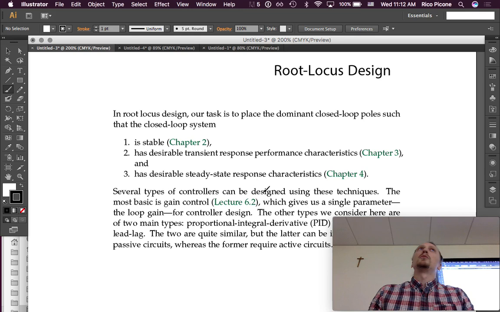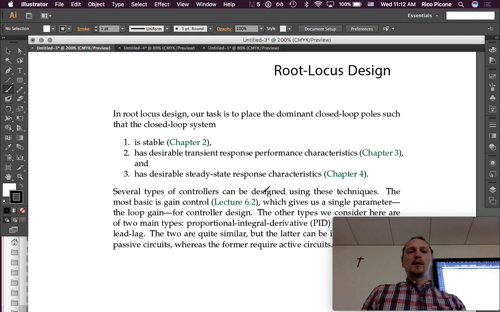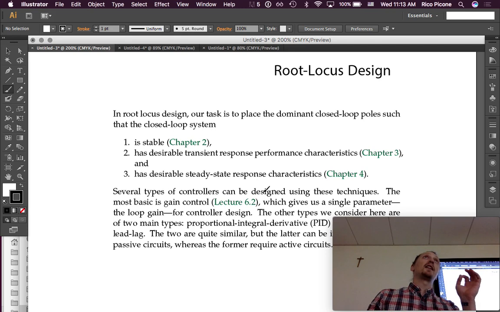So we want this thing to respond in a way that makes sense in time. So percent overshoot, settling time, rise time, those are the types of performance characteristics that we're going to design for. And then three, it should have a desirable steady state response as well. So we want small steady state error, right? We don't want to have a bunch of error in the steady state.